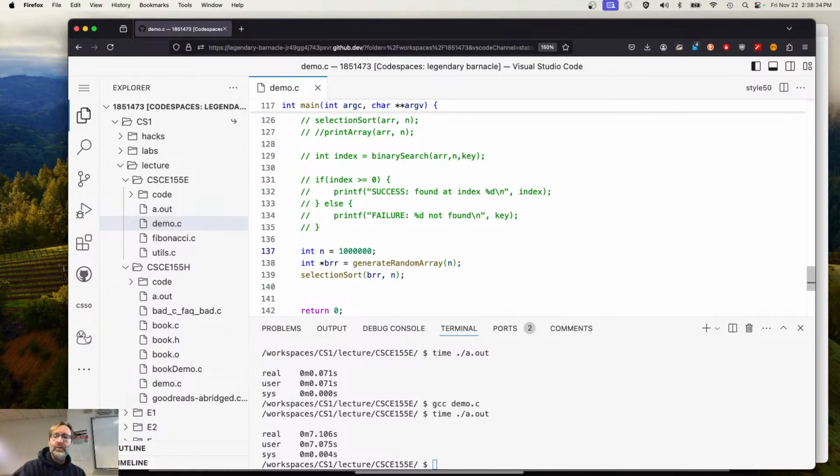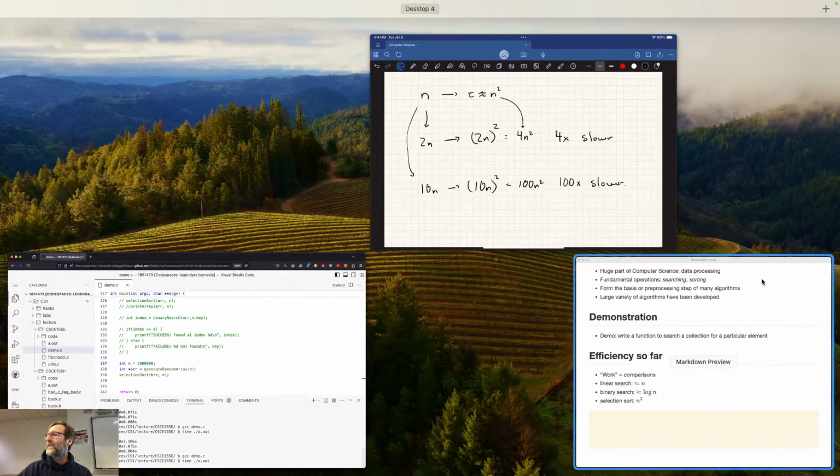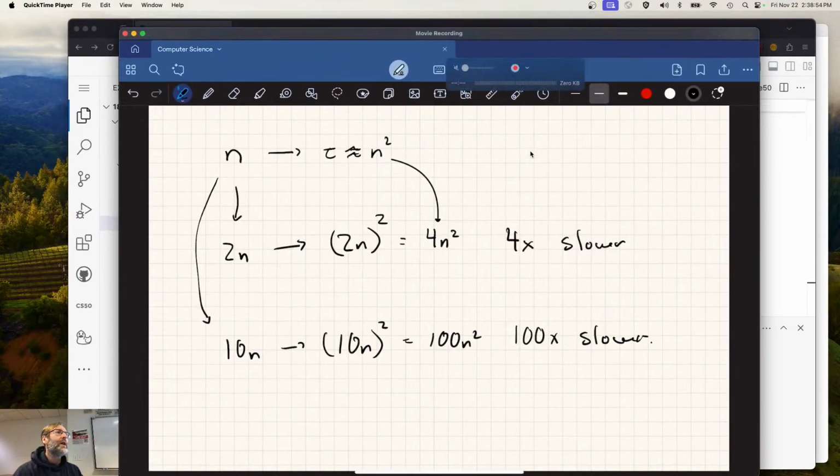Let's go up another order of magnitude here. Should I even bother letting it run? 7 seconds. 100 times slower is going to end up being 700 seconds. 700 seconds is 11 minutes, 12 minutes, something like that. Right? So we'll go ahead and let it run in the background there, see if we actually get an answer.